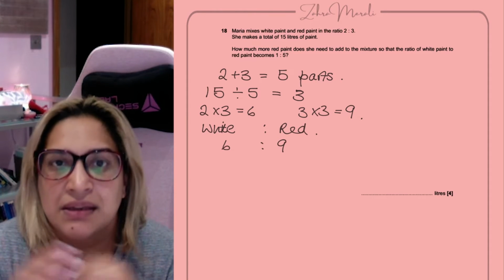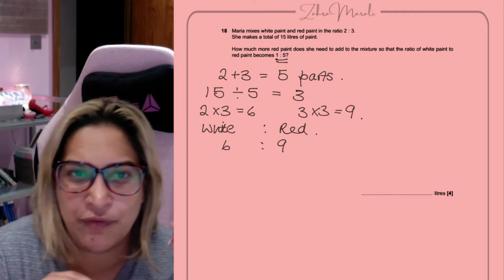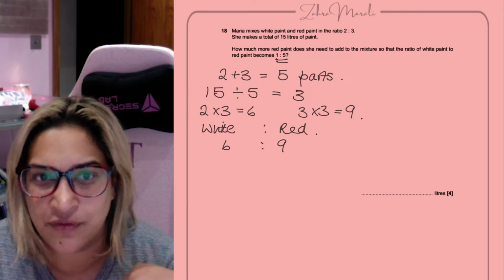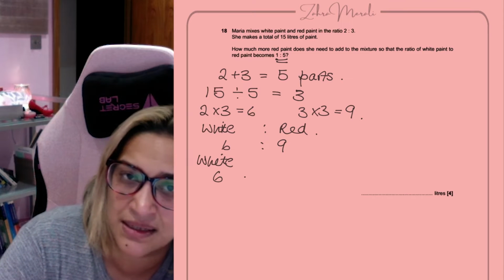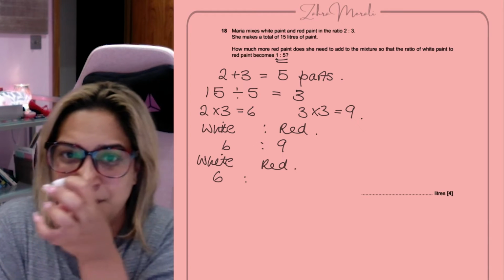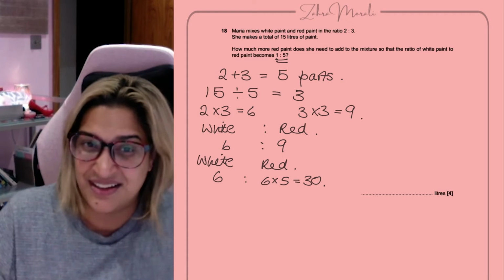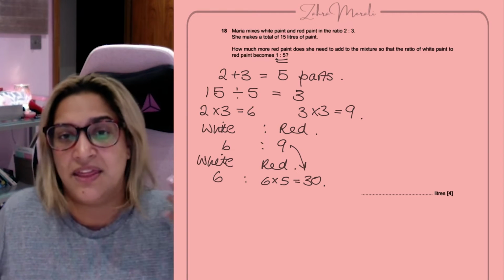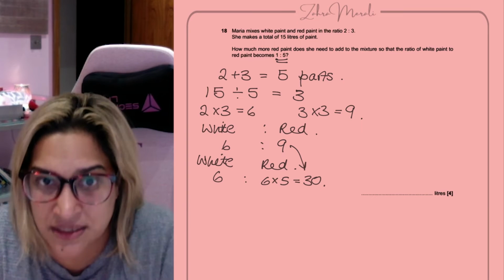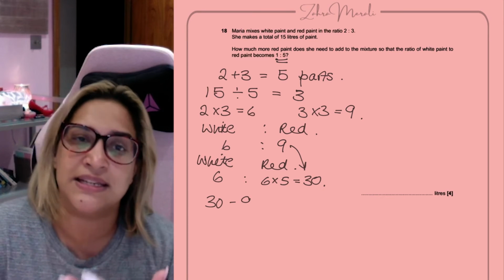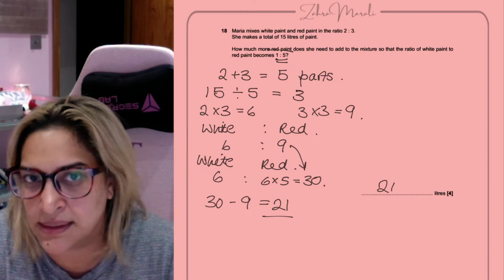Right, what do we want? We want a ratio of 1 to 5. So every 1 white, we want 5 red. So if we've got 6 litres of white, that means we need 6 times 5 of red. So we need 30, but we've only got 9. So how do we get to 30? 30 take away 9, because it's saying how many more litres do we need? So we're going to do 30 take away 9 to give us 21, and our answer would be 21 litres.